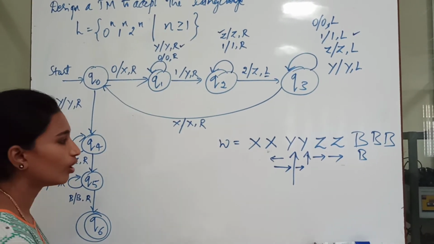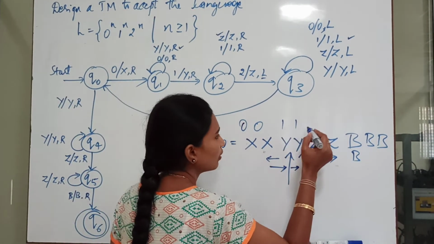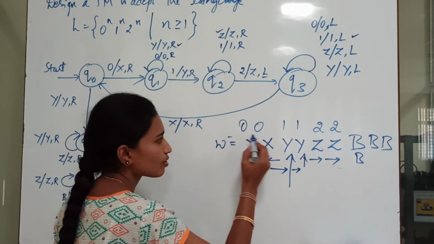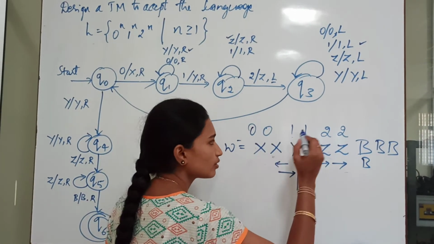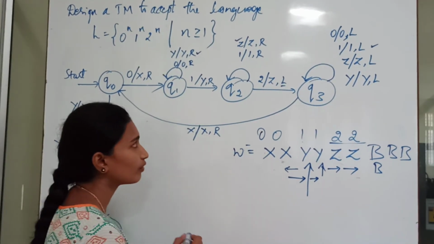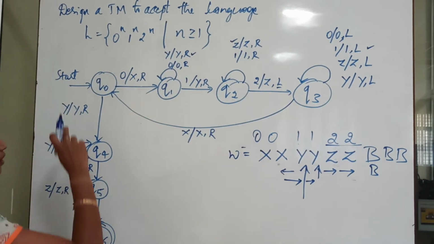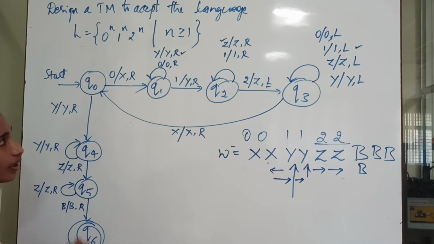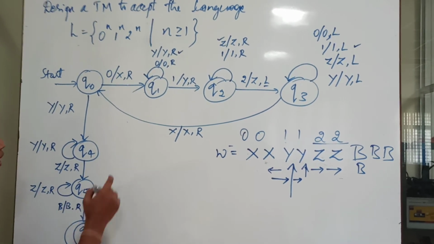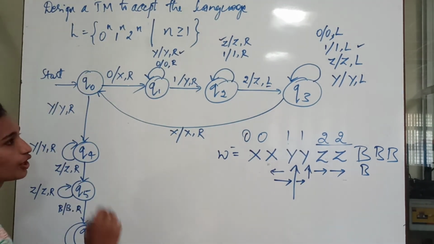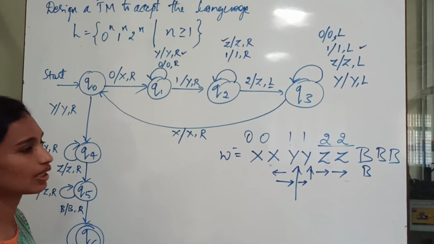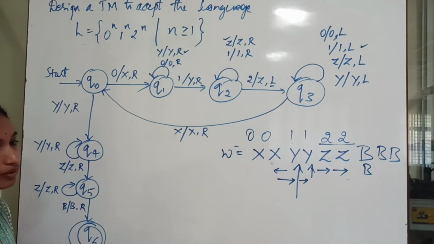Now all zeros, ones and twos are equal in number. All the zeros are followed by all the ones, which are in turn followed by all the twos. So we can tell that this particular language, 0^n 1^n 2^n such that n is greater than or equal to 1, is successfully accepted by the Turing machine. So this is the second example. We shall see some more examples.